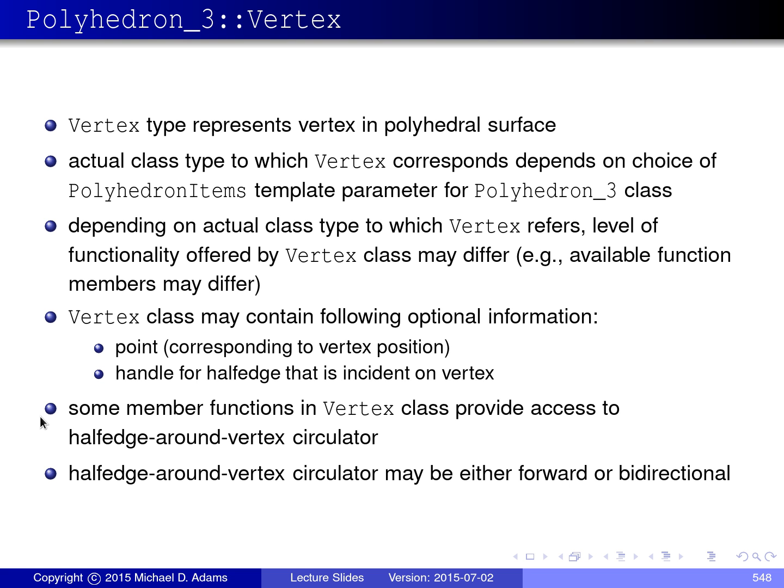Some of the member functions in the vertex class provide access to a half-edge around vertex circulator. This is a circulator that allows you to iterate over the half-edges that are incident on a particular vertex. And the half-edge around vertex circulator may either be a forward circulator or bidirectional circulator. A forward circulator being a circulator for which the increment operation is defined but not the decrement operation. In other words, you can only circulate in one direction. A bidirectional circulator is a circulator where both the increment and decrement operations are defined, so you can circulate over things in both the forward and backward direction.